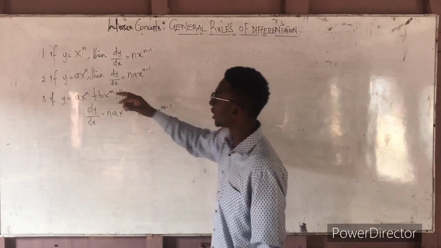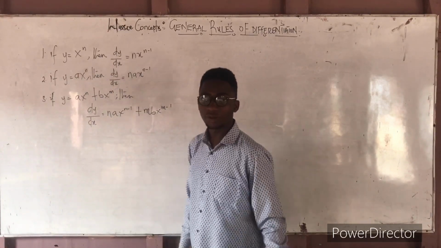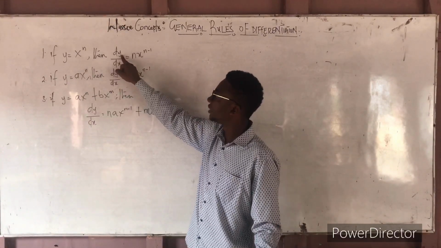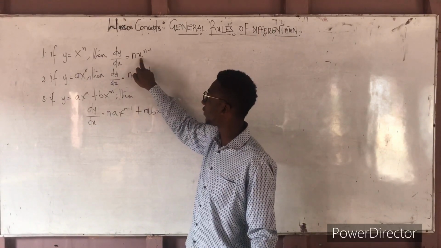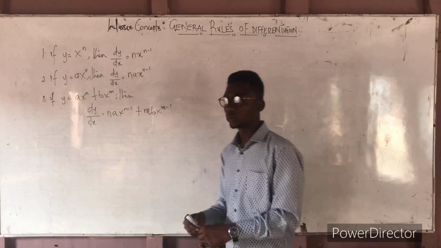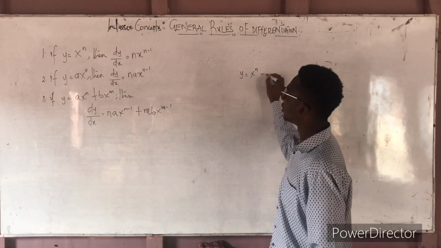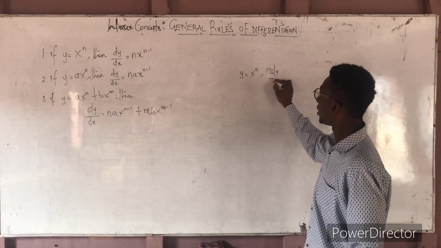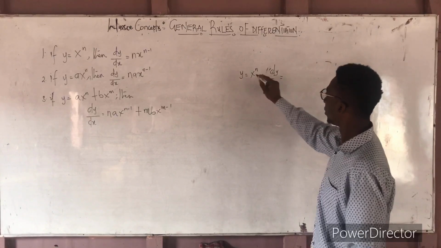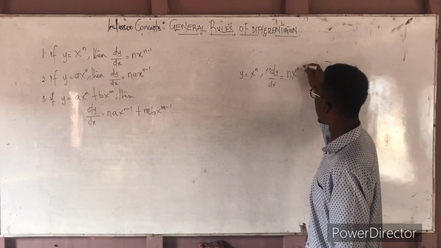The first rule says that if you have a function where y is equal to x exponent n, then the derivative of y with respect to x is equal to n times x exponent n minus 1. So if you want to find the derivative of that function, dy/dx becomes n multiplying x, and you take 1 from the n.